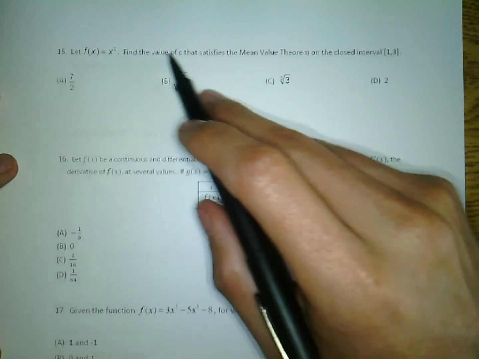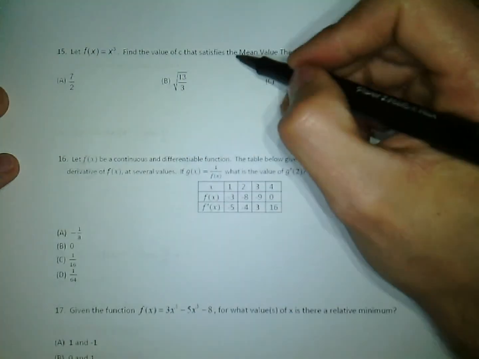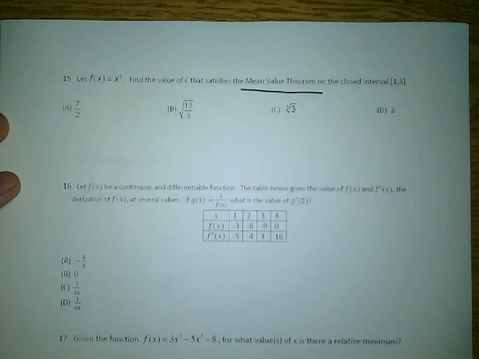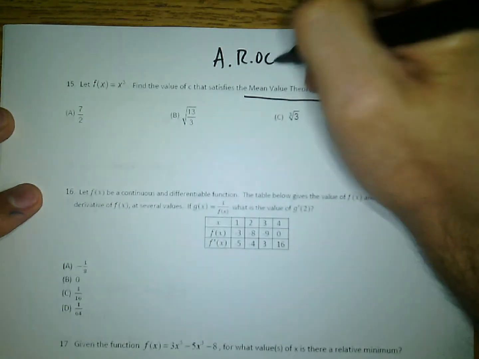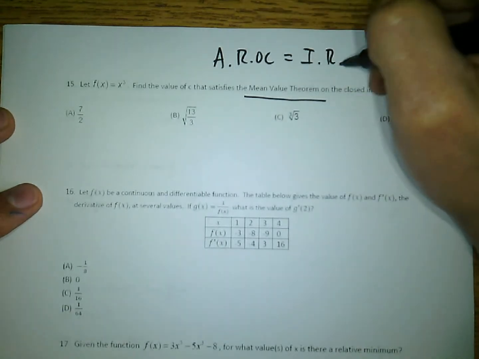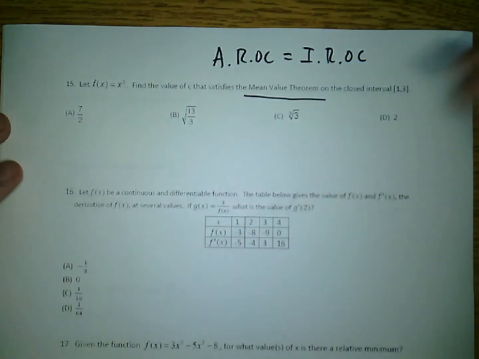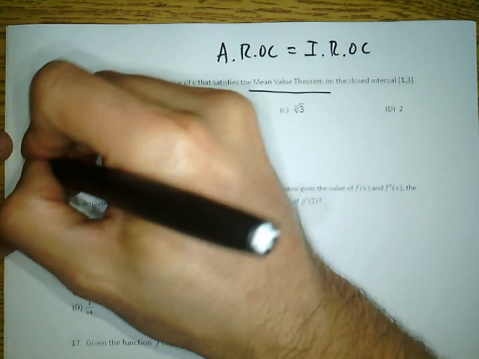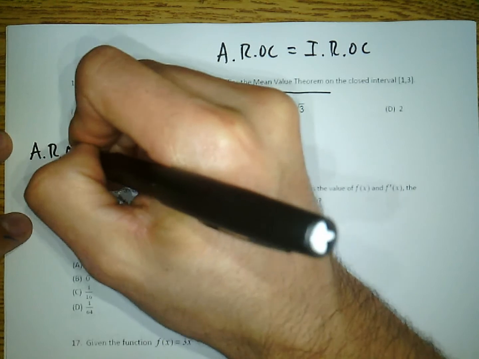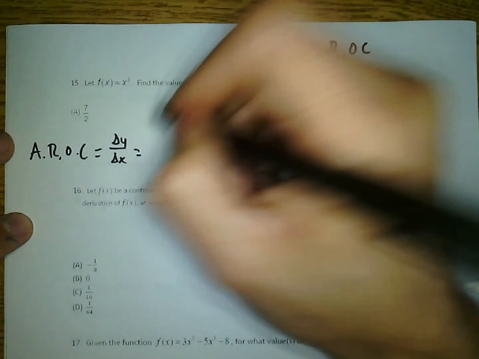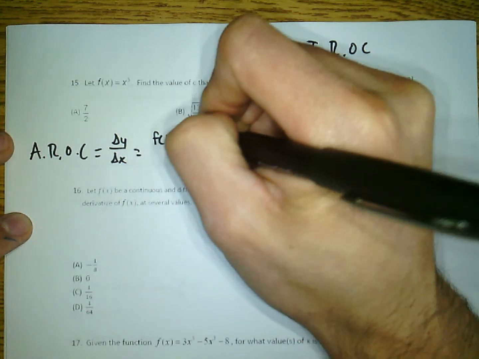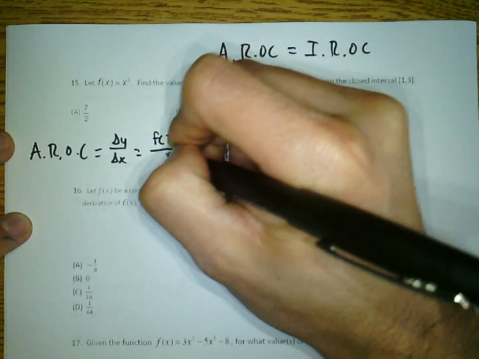All right. 15. So we've got a function, and you've got x cubed. Find the value that satisfies the mean value theorem. Okay, mean value theorem, remember, says that there has to be a place where the average rate of change is equal to the instantaneous rate of change. So we're going to start out by finding the average rate of change. So we've already done this in this test. So the average rate of change for this one is going to be equal to change in y over change in x, which in this case is f of 3 minus f of 1 divided by 3 minus 1.